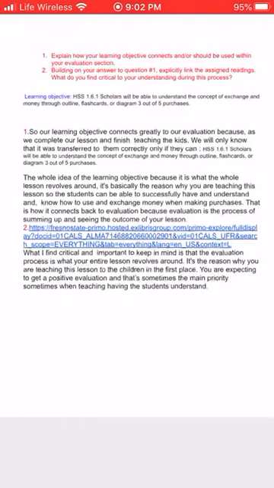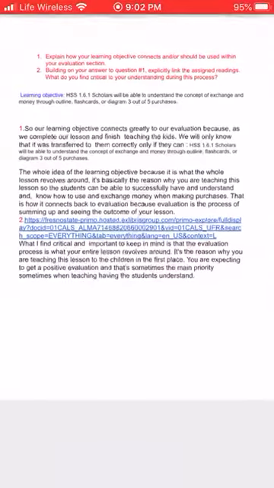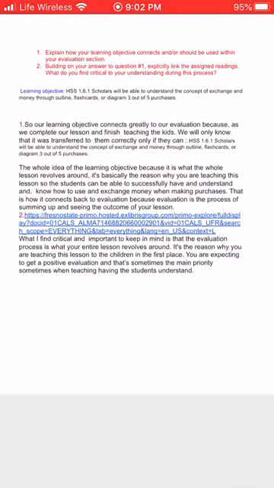So number 2, building on your answer to question number 1, explicitly link, add the link from the assigned readings. What do you find critical to your understanding during this process?